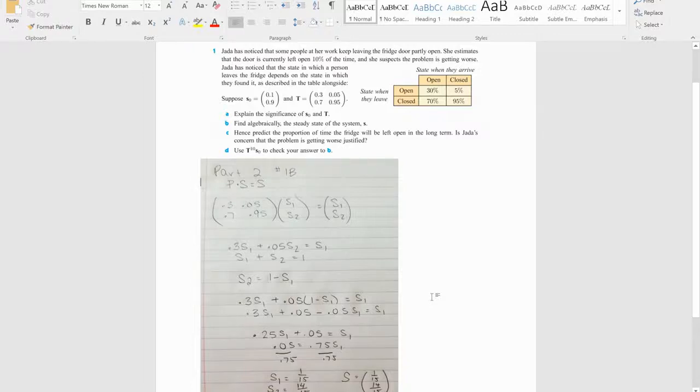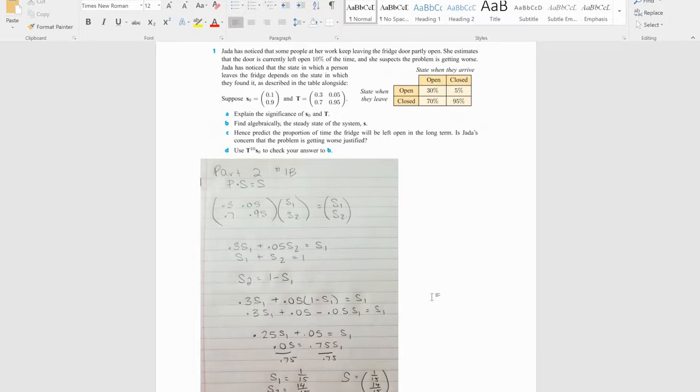In this video, I'm going to quickly explain how to algebraically find the steady state of a system. So this is problem number 1 on part 2 of the homework, and I'm going to explain part B, where it says find algebraically the steady state of the system S.